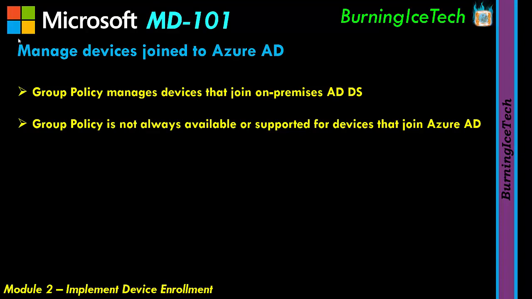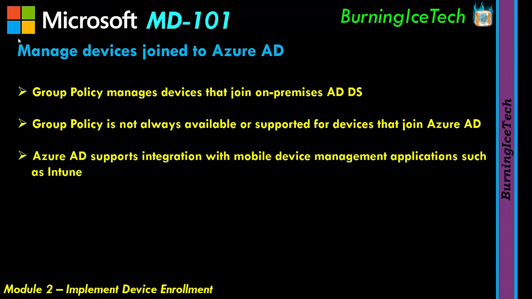Now, I've seen these days companies are doing that less and less because there's other platforms out there like now Endpoint Manager, which is actually a topic in this course, or Intune. And using those platforms, you can go and enforce things like compliancy policies and whatnot, which is very similar to group policies. Not exactly the same thing, but you can in certain cases achieve more or less the same goals here. Anyway, Azure Active Directory supports integration of mobile device management applications such as Intune.